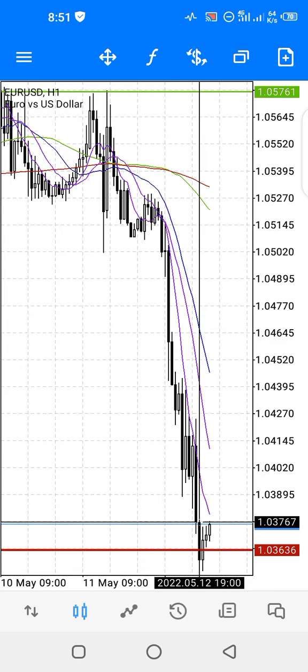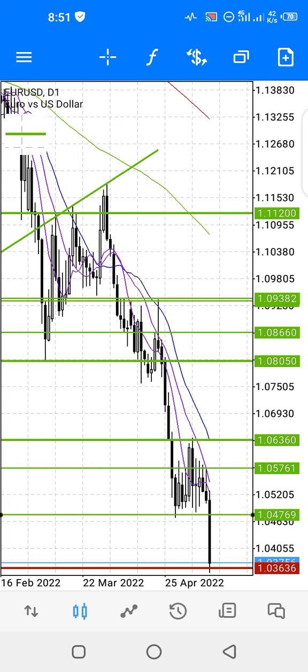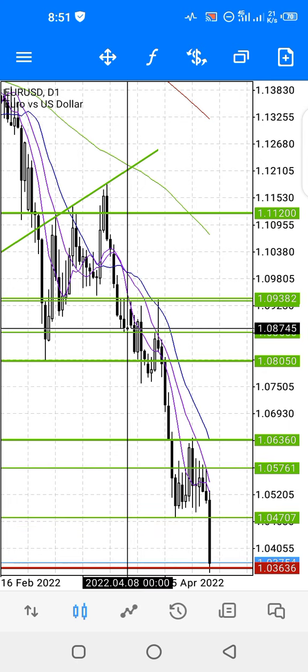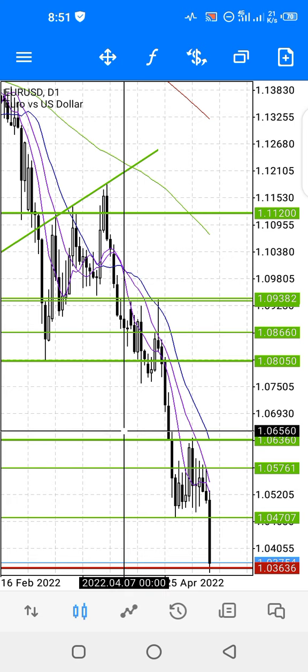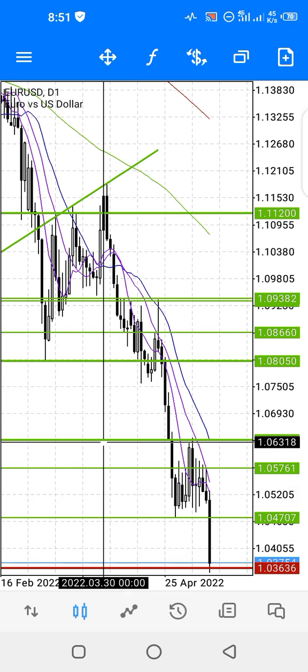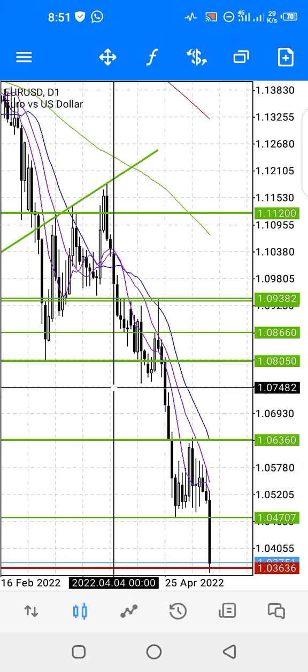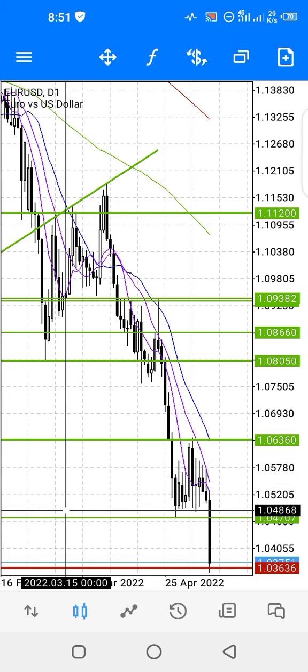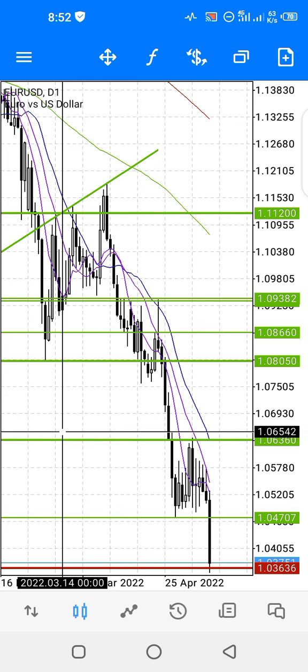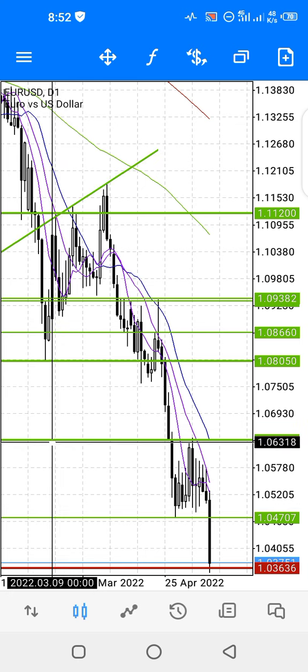So switch to the D1 time frame, then this should be the first resistance line, if I'm not mistaken. Then after price breaks this line, you can look towards your next support and resistance line. So our first resistance line is at 1.04707. The next resistance line is at 1.06360.